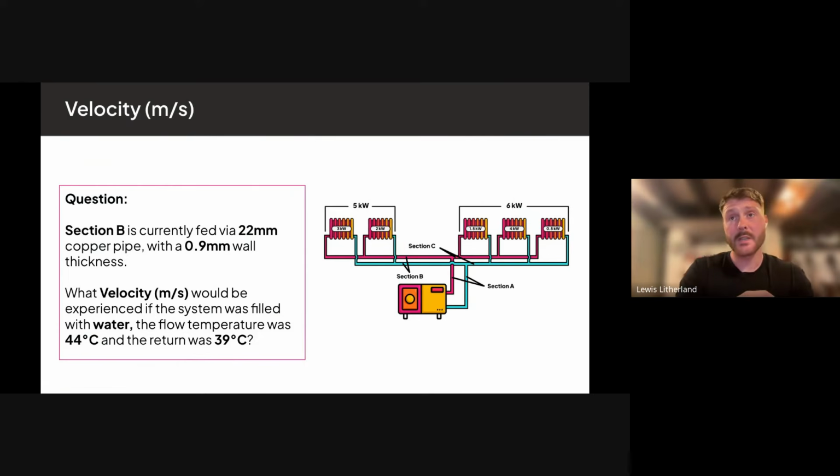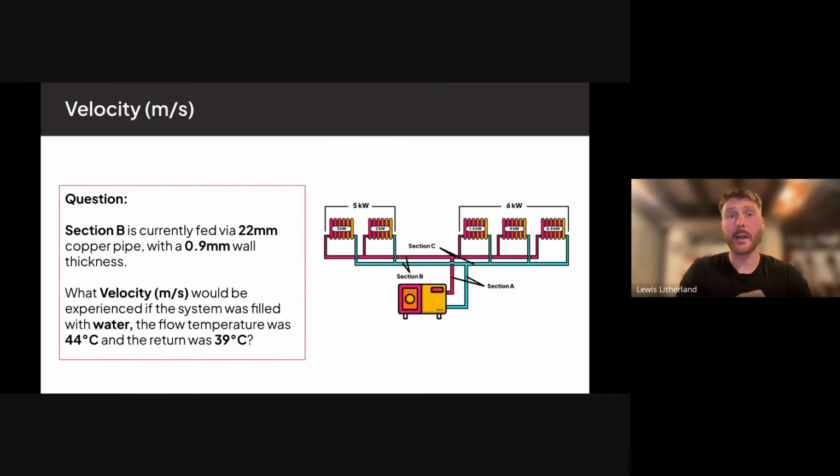So in this example, we've got section B, which is the 2 radiators, the pipework feeding the 2 radiators on the left hand side there. It's currently fed from a 22mm copper pipe with a 0.9 millimeter wall thickness.